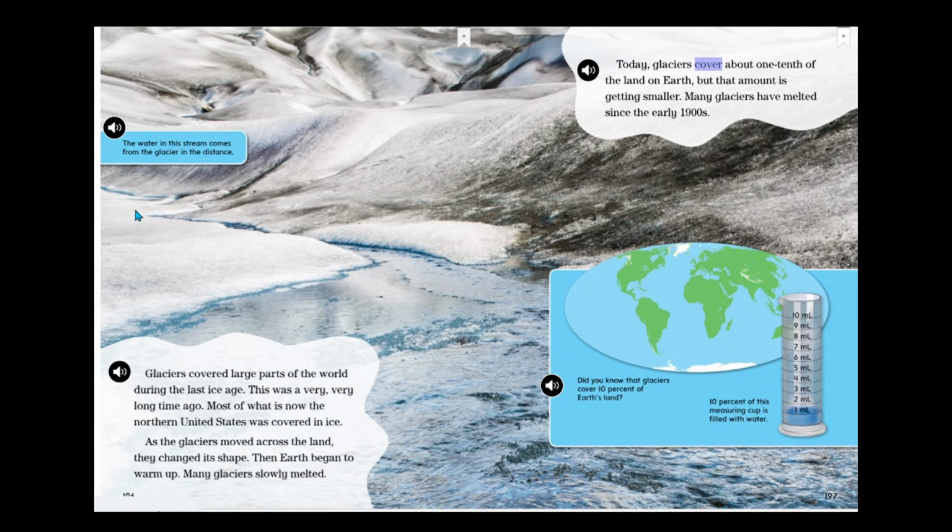Today, glaciers cover about 1/10 of the land on Earth, but that amount is getting smaller. Many glaciers have melted since the early 1900s. The water in this stream comes from the glacier in the distance. Did you know that glaciers cover 10% of Earth's land? 10% of this measuring cup is filled with water.